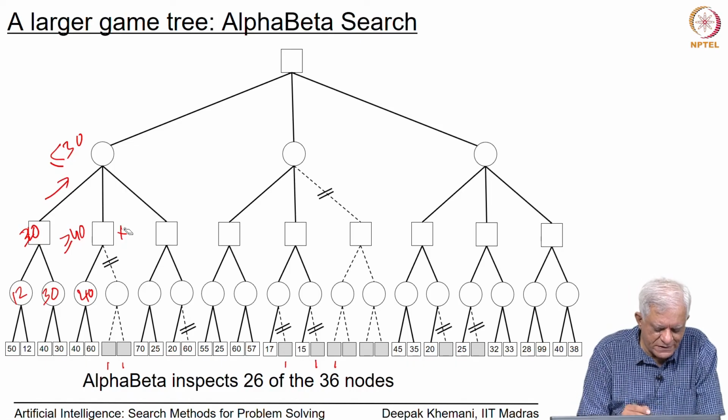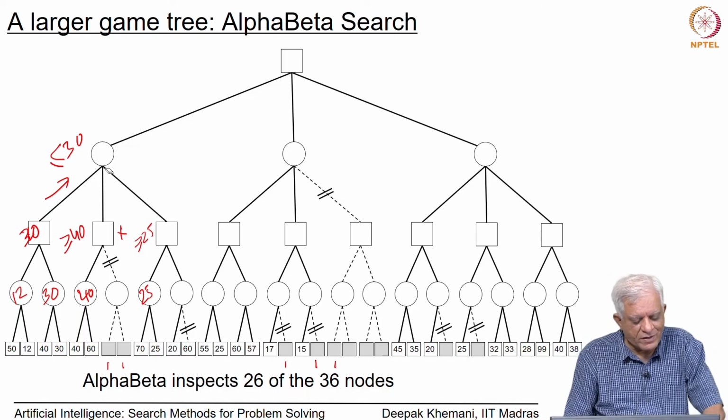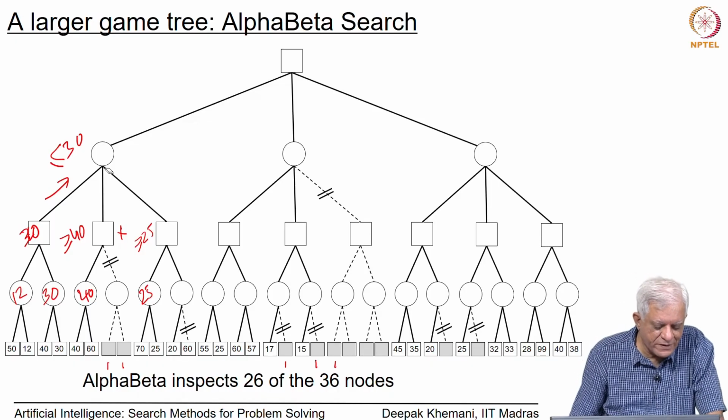Then min goes to the third child and it is getting a value of 70 and 25 here. So, this will be 25 and this says I am going to be greater than or equal to 25. Which means min is still interested, because for example, if it was 26 or 27 or 28, min would still prefer it to 30.